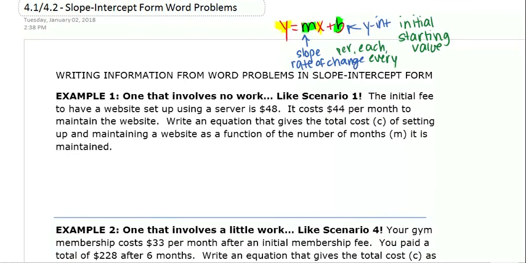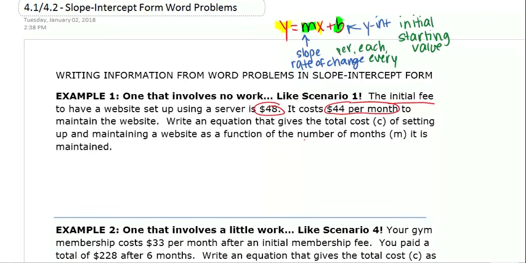It says the initial fee, I like that, so I'm going to underline it. The initial fee to have a website set up using a server is $48, and it costs $44 per month to maintain the website. Write an equation that gives the total cost C of setting up and maintaining a website as a function of the number of months M it is maintained.